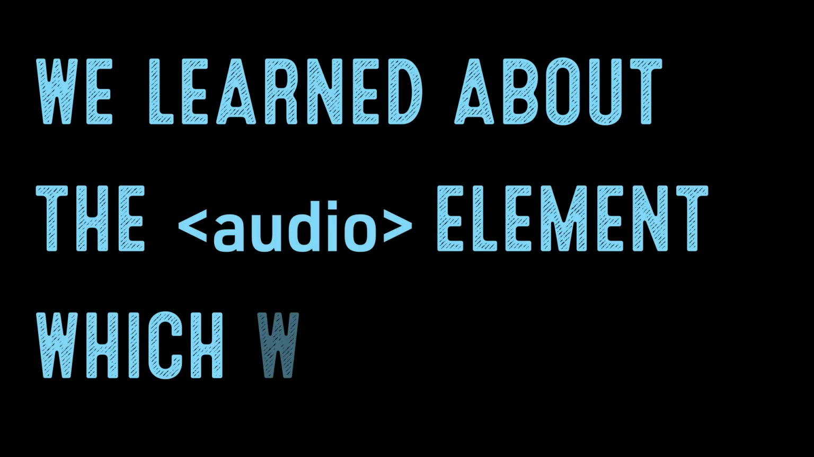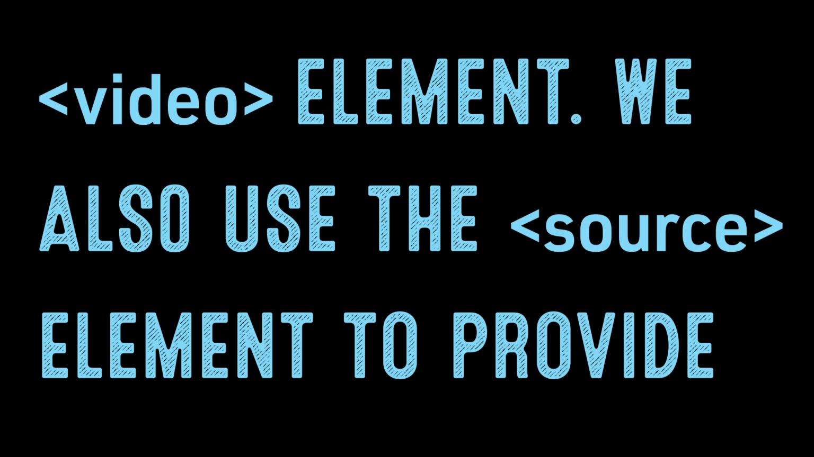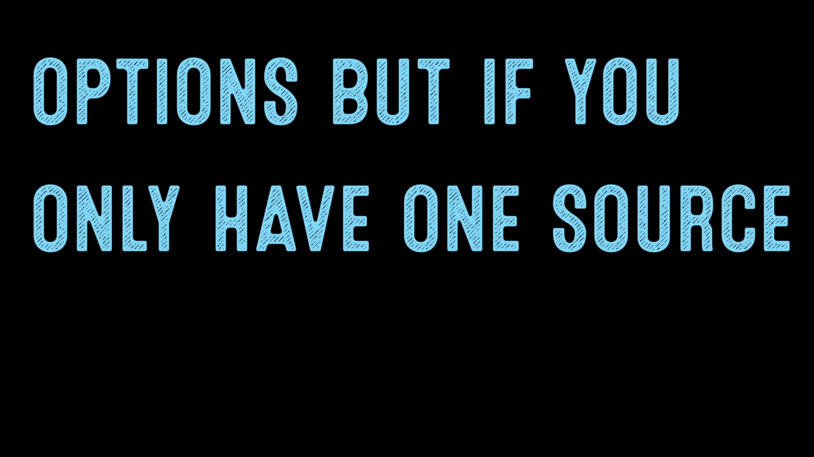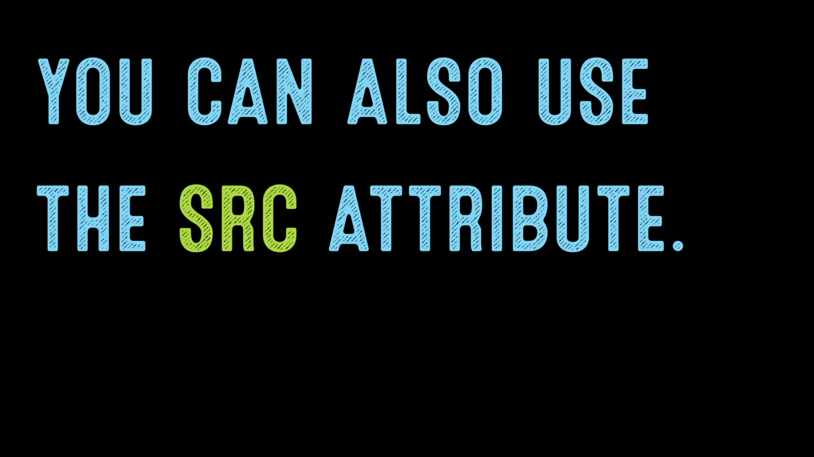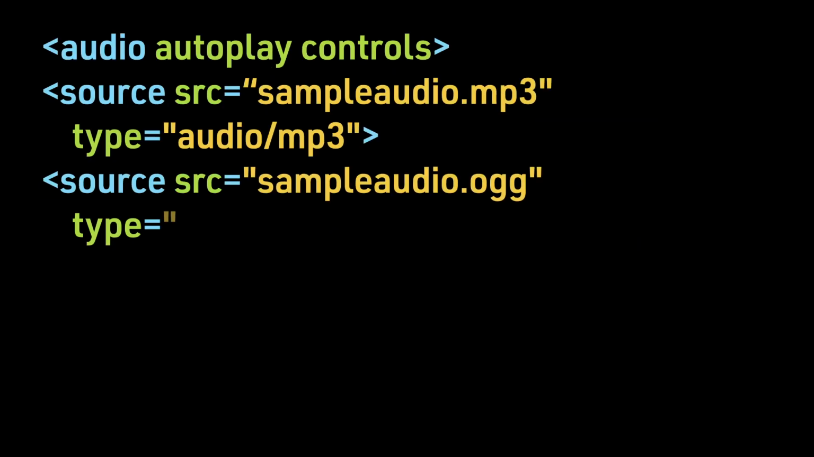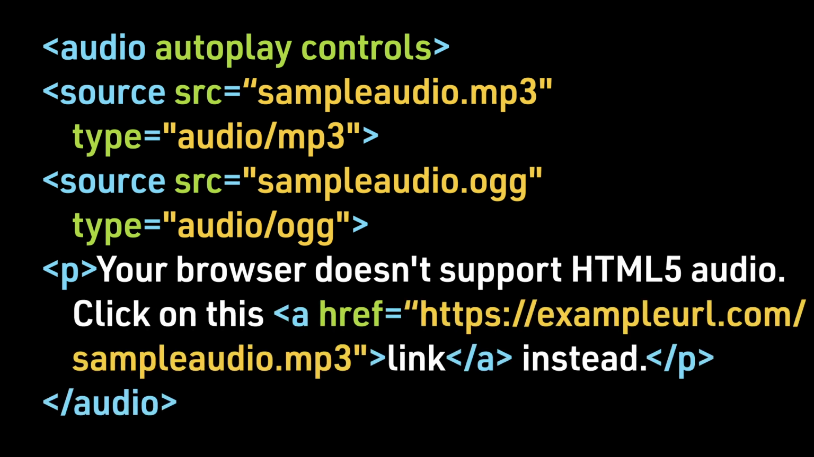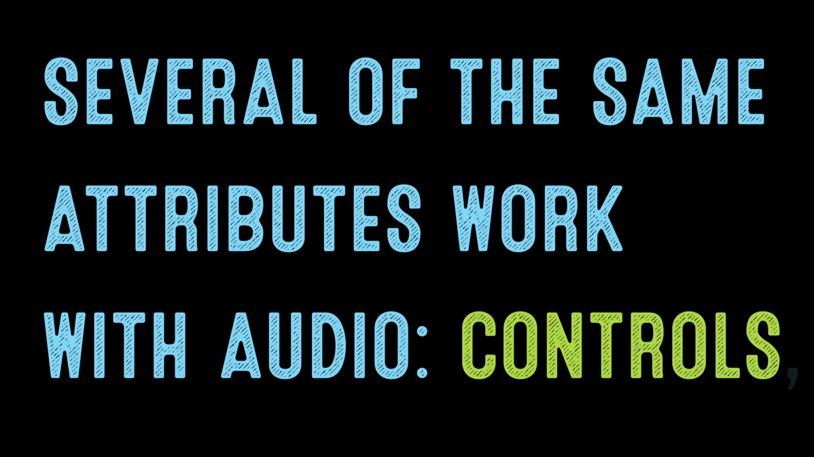We learned about the audio element, which works like the video element. We also use the source element to provide options, but if you only have one source of audio to provide, you can also use the source attribute. Several of the same attributes work with audio: controls, autoplay, and preload.